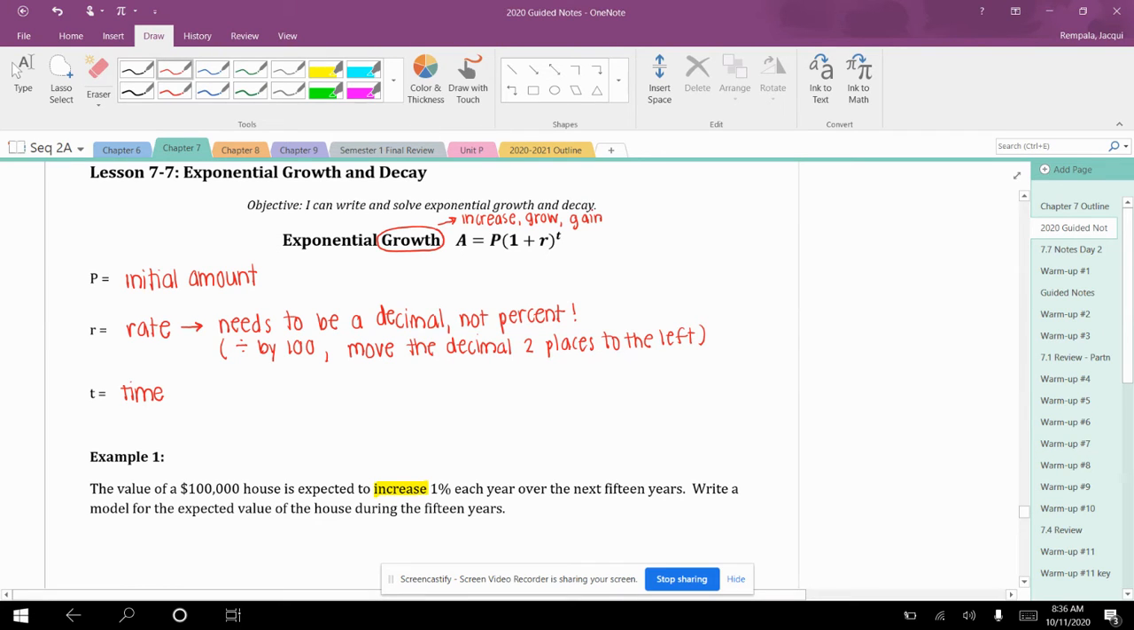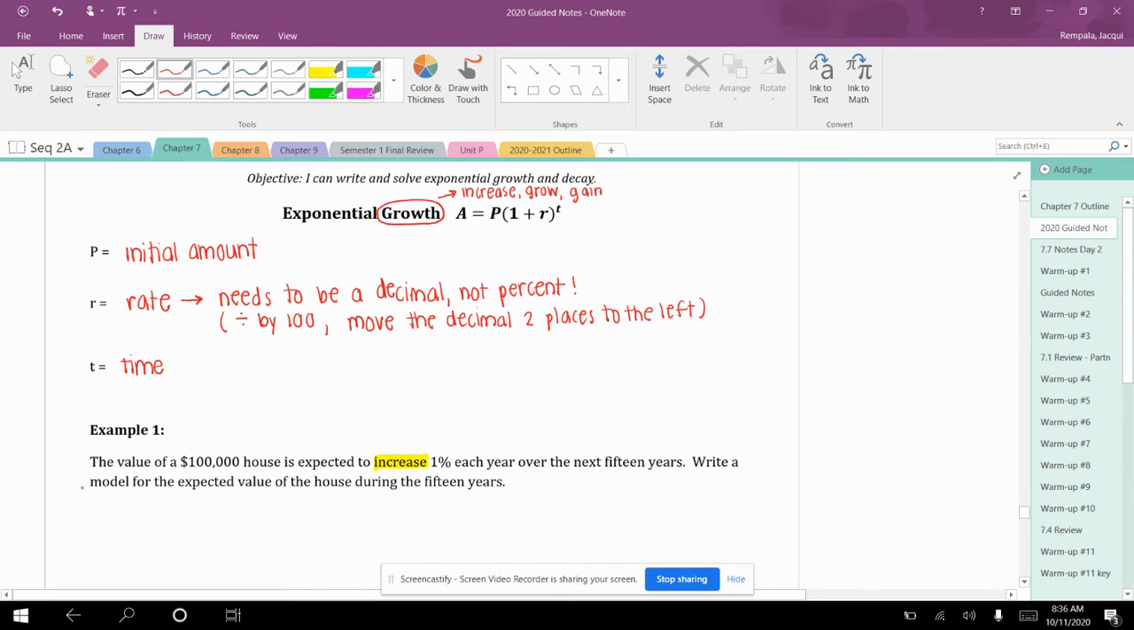So when they're asking for us to write a model, we're going to have to identify the initial amount and the rate in order to help us with that. T representing time, that's what we would need if we were actually trying to solve the problem. Right now it just says write a model. So notice how we are starting with $100,000. That's going to be my initial amount. It's saying that it increases 1% each year.